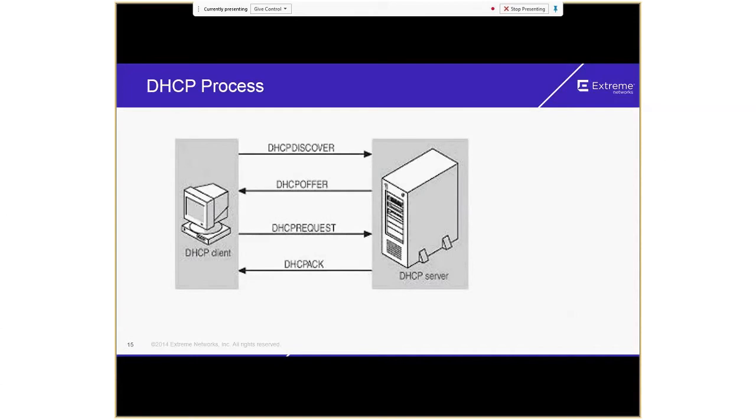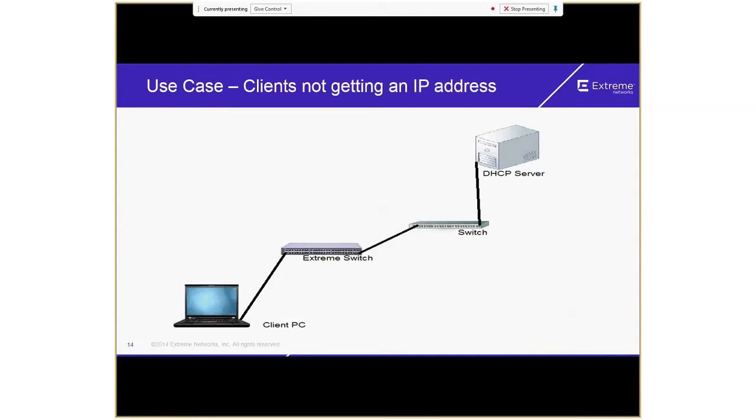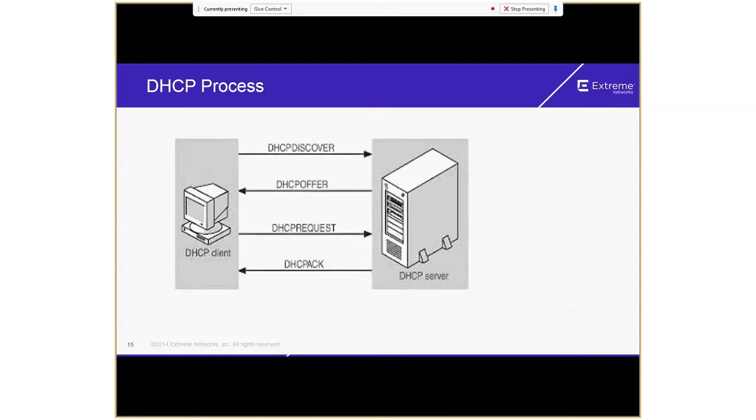So what I did was I asked them to take a packet capture on the switch, on the Extreme switch, and on the DHCP server at the same time. So if you see, I have an explanation about that.